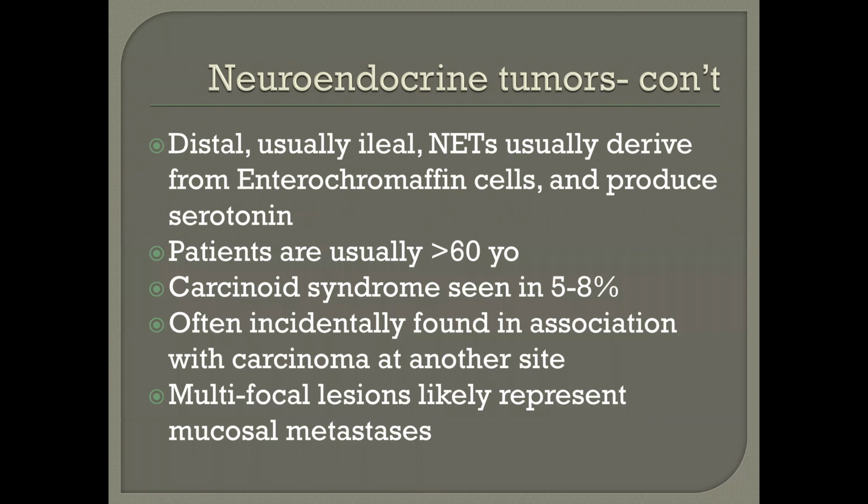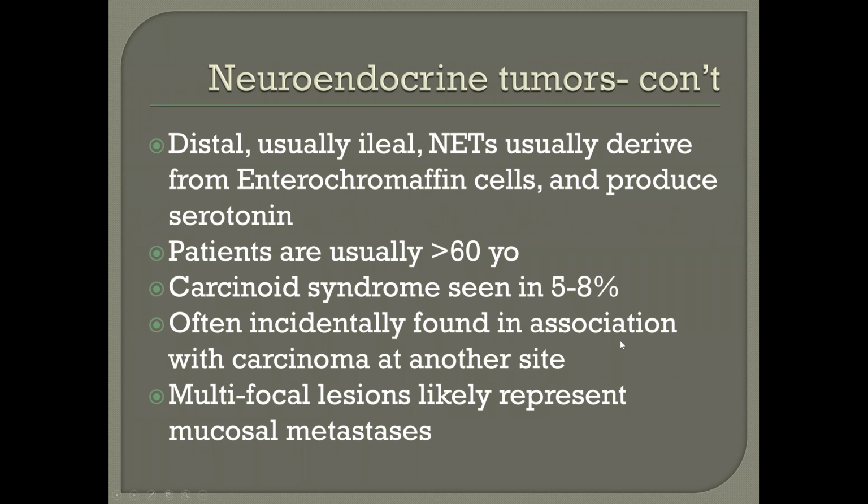Looking a little bit more distal, these tumors are usually derived from enterochromaffin cells, and they will be producing serotonin. Now, we associate serotonin with the carcinoid syndrome, but that's really only seen in a small percentage, and conventionally it's thought that those are the patients who have metastasized to the liver, and you're bypassing the hepatic metabolism of serotonin.